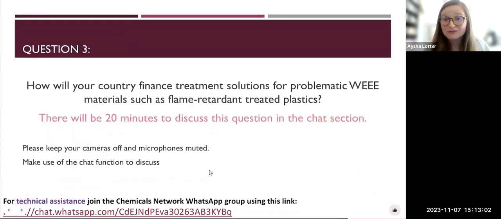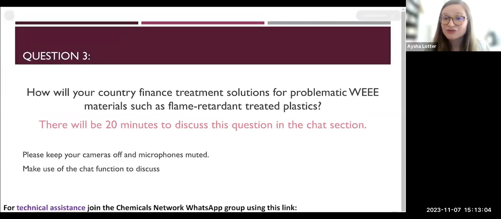So how will your country finance treatment solutions for problematic WEEE materials? So that's waste electrical and electronic equipment, as you probably already know by now, such as flame retardant treated plastics. So for me here, the real issue is that we're dealing with something that can't necessarily be, as we see, downcycled. It's not safe. So how do we create this economy around something that is ultimately of negative value?